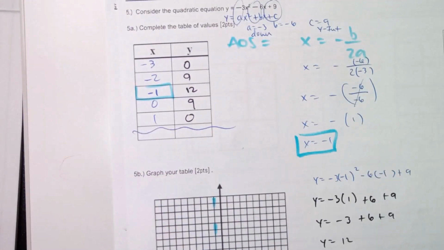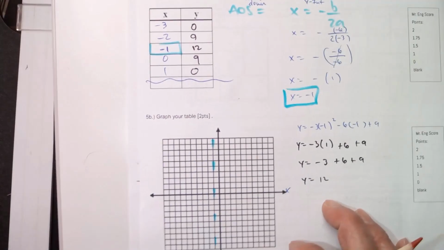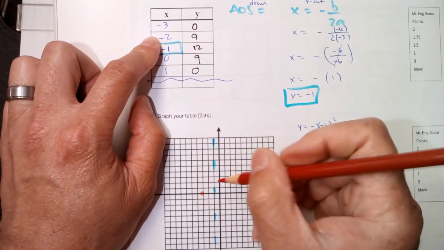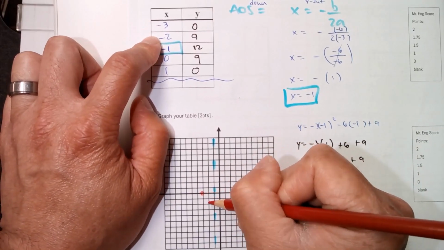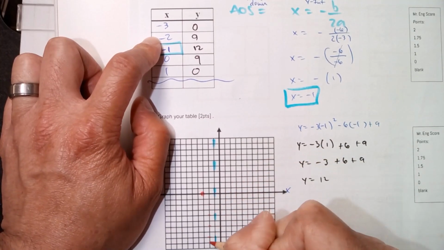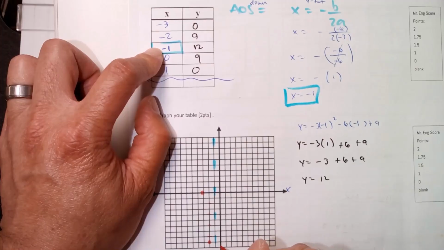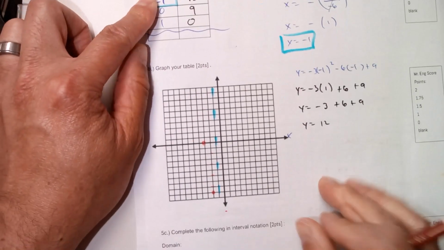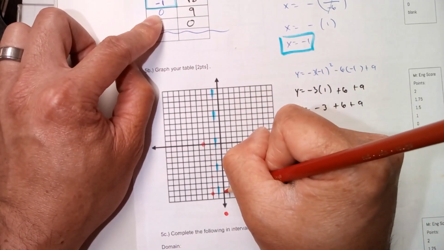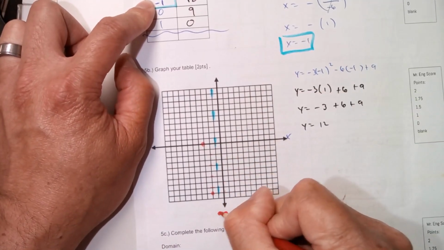So I have left 3, stay. -2, 9, so left 2, up 9, 2, 4, 6, 8, 9. -1, 12, so that's 9, 10, 11, 12. So kind of off the page, but it's okay. And then 0, 9. Oops, I missed it. Should have been -1. Right there. 0, 9. And then 1, 0.